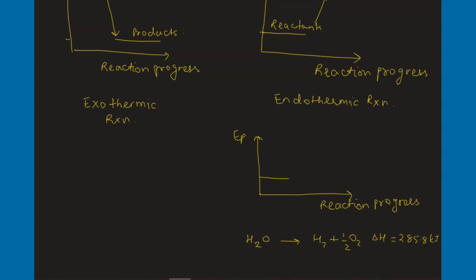So all we have to do is make reactants below the products. So this is my reactants, and on the reactants I just write water because that's my reactant. On products I just write my products, and that is hydrogen and oxygen. Because I'm going from reactants to products, I'm going to make my arrow like this, and here I will be writing down delta H is equal to 285.8 kilojoules, and this is my final potential energy diagram for this particular reaction.